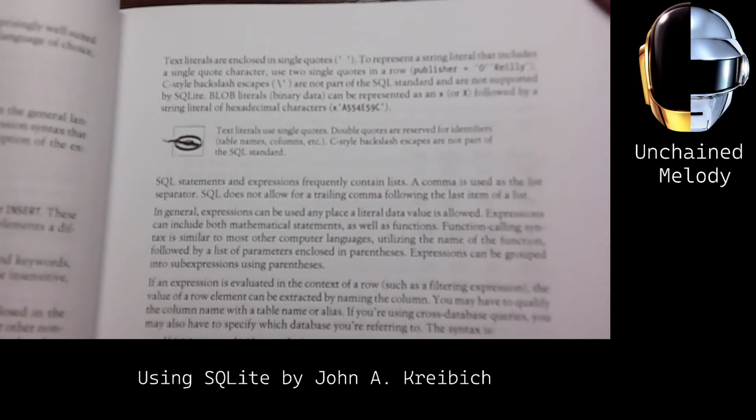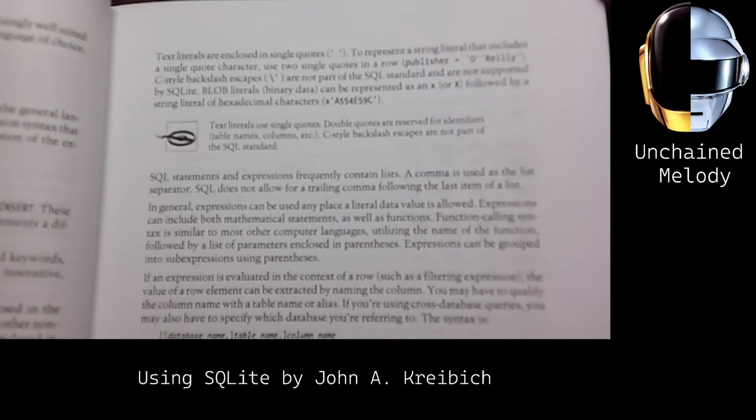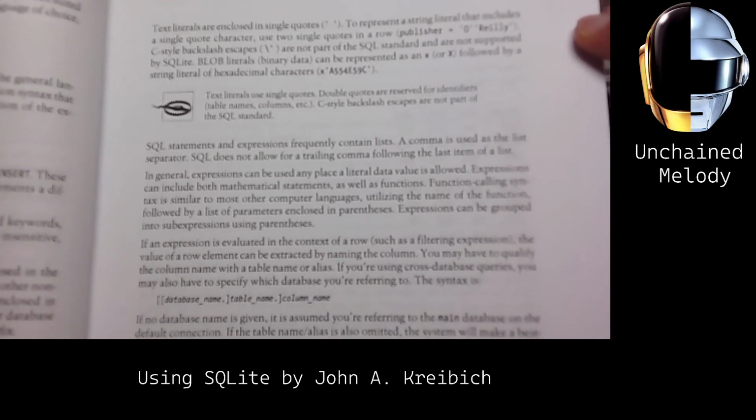Text literals are enclosed in single quotes. To represent a string literal that includes a single quote character, use two single quotes in a row, like publisher equals 'O''Reilly'. C style backslash escapes are not part of the SQL standard and are not supported by SQLite. Blob literals, or binary data, can be represented as an x or capital X followed by a string literal of hexadecimal characters.